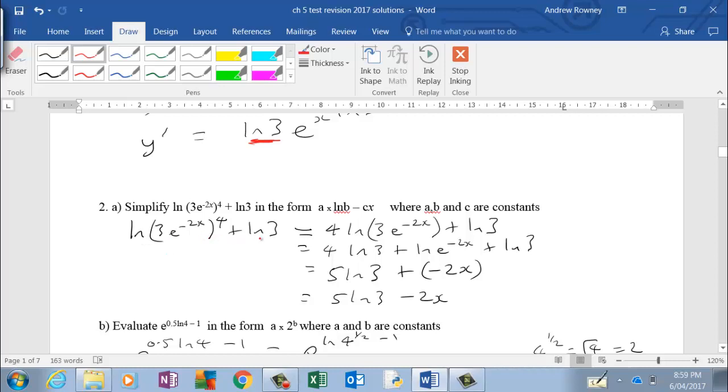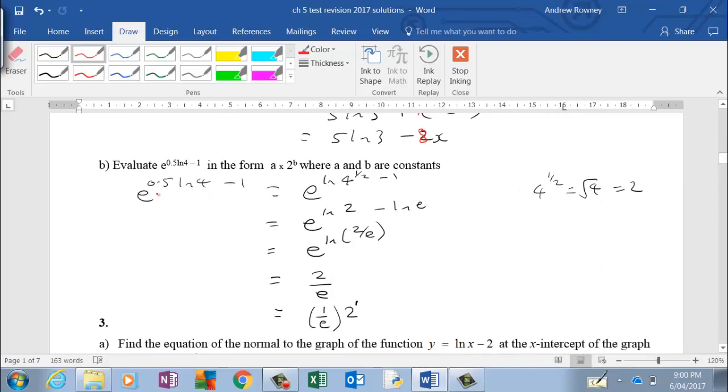Ln of this plus ln 3. First thing to do is the number 4 comes out the front. Then you can use the ln rule with this, so that's ln 3 plus ln e to the -2x, but that's 4 times all of that, and so that's going to be 4 ln 3 plus ln 3, and we've also got the 4 in there, which is being missed out. The ln and e cancel out, and so that's really -2x, but it's 4 times that. And so it's 5 ln 3 minus 8x.